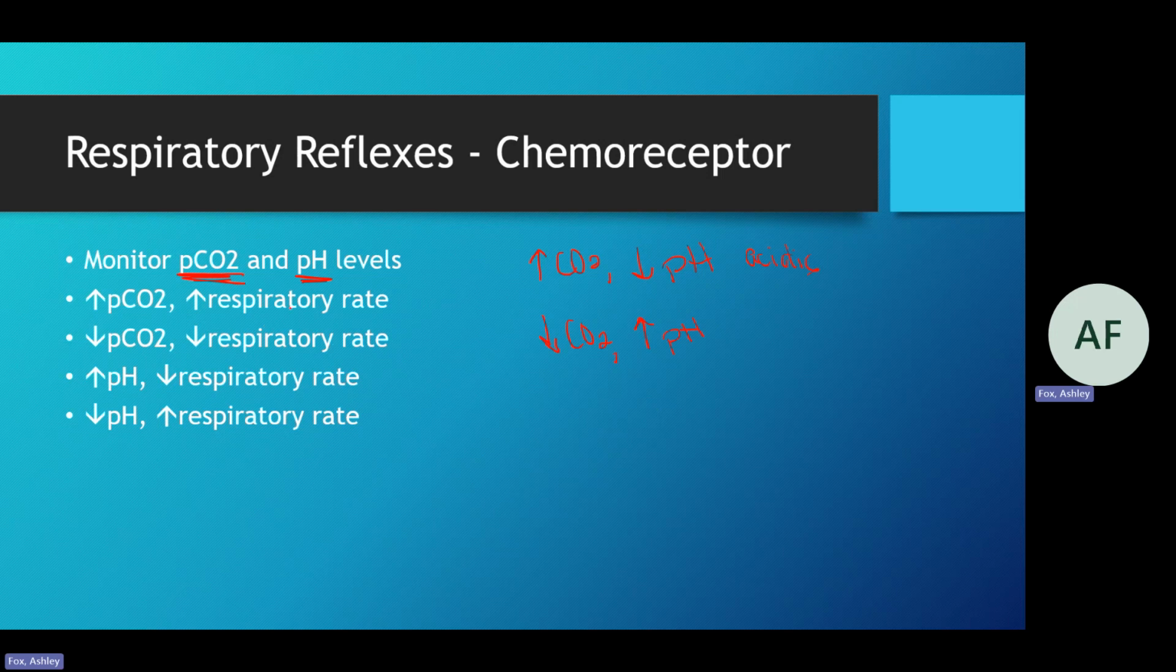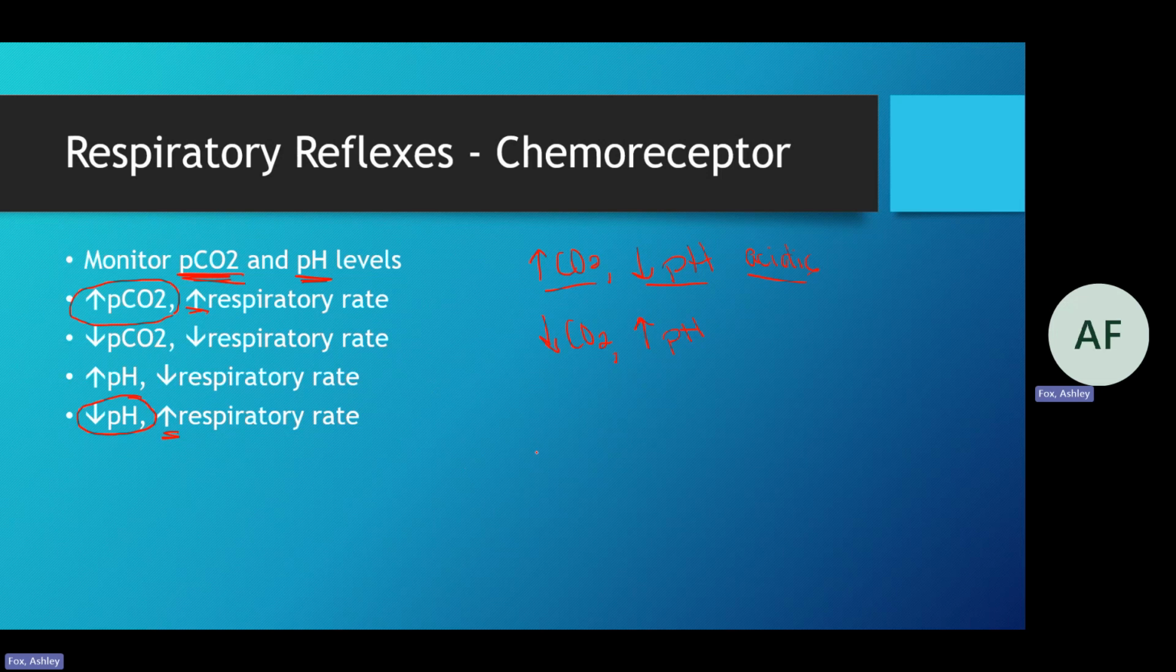Now we're going to look at why we would change our respiratory rate based on these things. Look at what I just showed. If you have an increase in carbon dioxide, which would cause a decrease in pH because you become more acidic, both are going to cause increased respiratory rate. Now think about why that would be. Well, if you're increasing your respiratory rate, then you're going to increase movement of carbon dioxide out of your lungs.